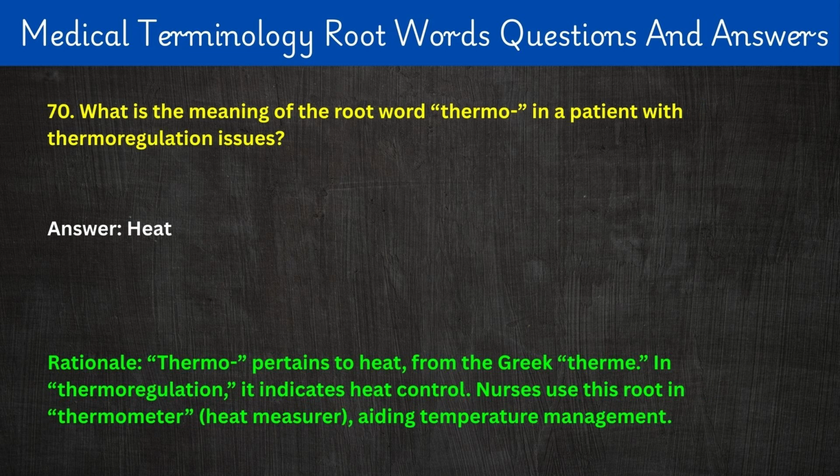70. What is the meaning of the root word thermo- in a patient with thermoregulation issues? Answer: heat. Rationale: Thermo- pertains to heat, from the Greek therm. In thermoregulation, it indicates heat control. Nurses use this root in thermometer, heat measurer, aiding temperature management.